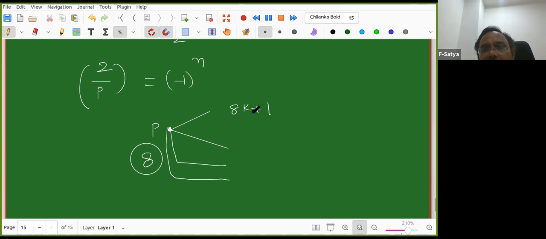17, for example, is 8 into 2 plus 1. Some primes are of the form 8k plus 3 also, some of the form 8k plus 5, and some of the form 8k plus 7. Do you have any primes of the form 8k?